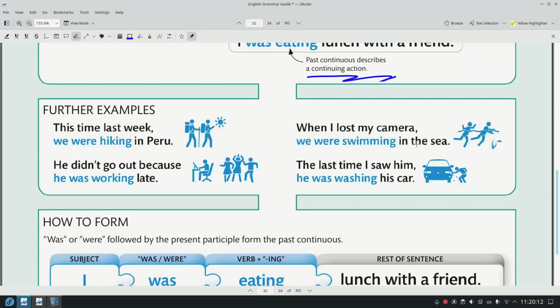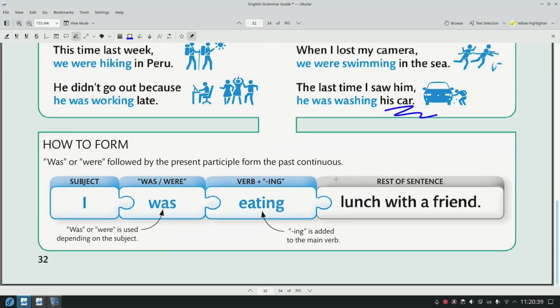Let's look at further examples. This time last week, we were hiking in Peru. He didn't go out because he was working late. He was in this process. When I lost my camera, we were swimming in the sea. The last time I saw him, he was washing his car. So I see this process, like he was washing the car.